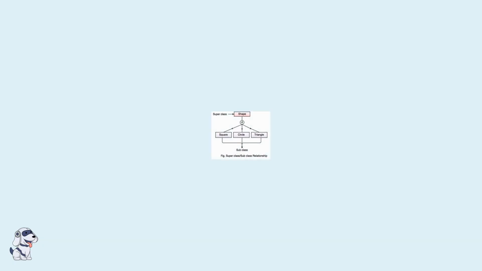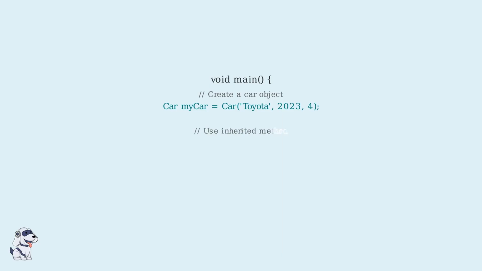Inheritance creates hierarchical relationships. Here we see a shape superclass with multiple subclasses like square, circle, and triangle. Each subclass inherits common shape properties while implementing their own specific behaviors. Let's see inheritance in action with a practical code example. Here's how we can create and use objects from our vehicle hierarchy.